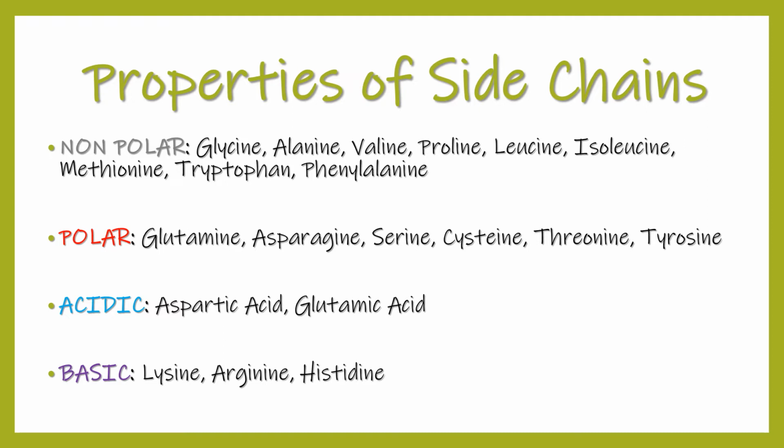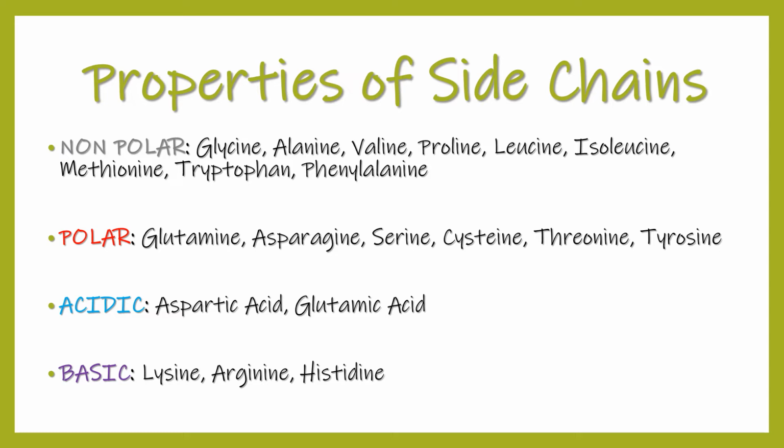Next up, we have the polar side chains, which consist of glutamine, asparagine, serine, cysteine, threonine, and tyrosine. These polar side chains are not charged. They're polar, and they're mostly found on the surface of proteins. So these are the polar side chains.